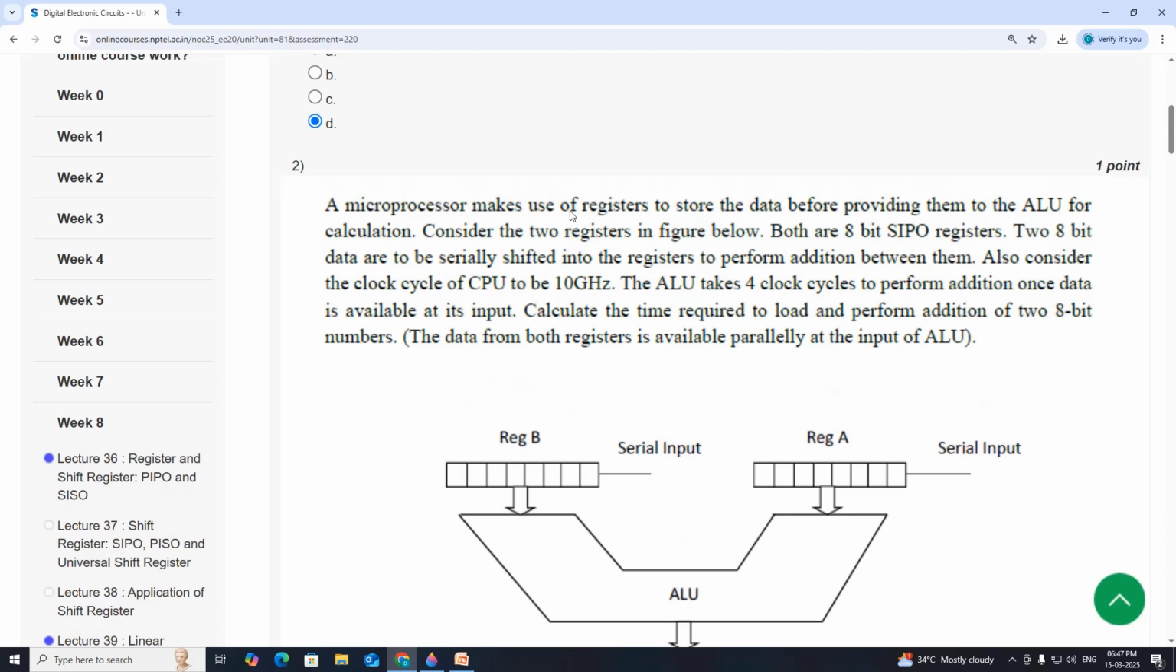Second question. A microprocessor makes use of shift registers to store data before providing them to the ALU for calculation. Consider two registers in the figure. Both are 8-bit serial in, parallel out registers. Two 8-bit data are to be serially shifted into the registers to perform addition between them. Also consider a clock frequency of 10 gigahertz. The ALU takes 4 clock cycles to perform addition once data is available at its input.